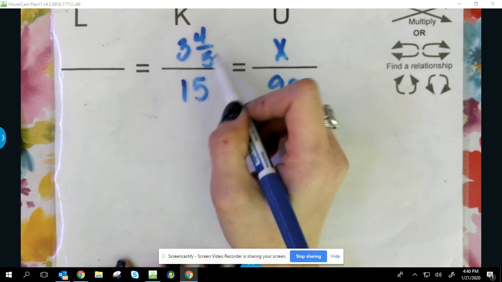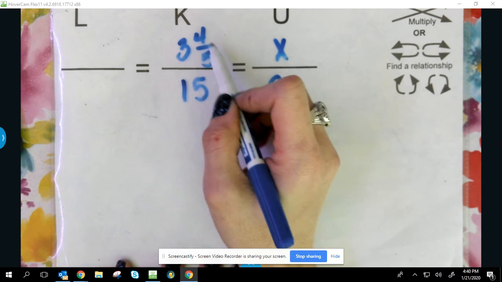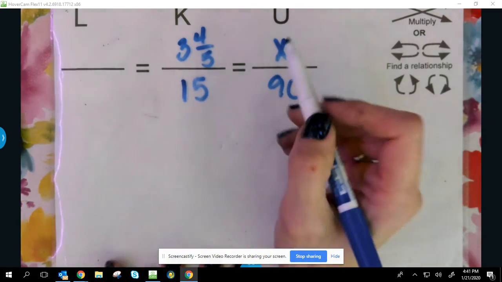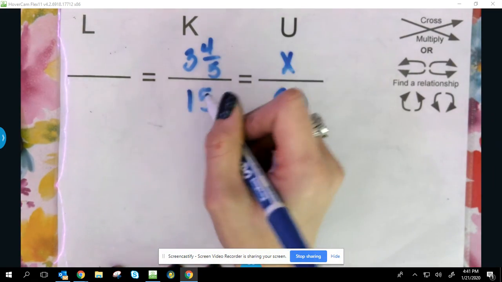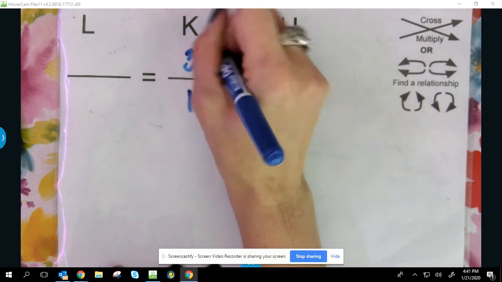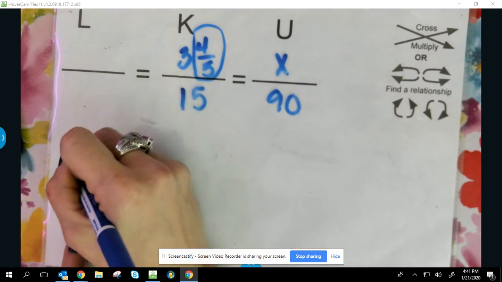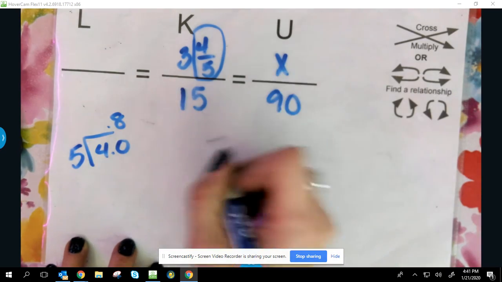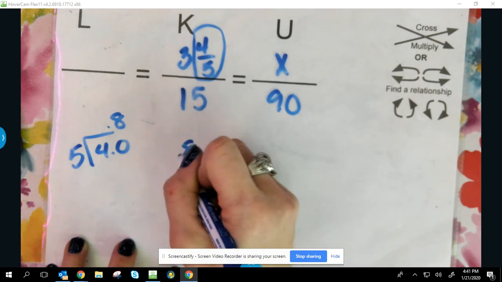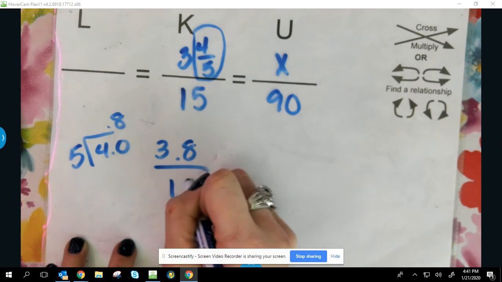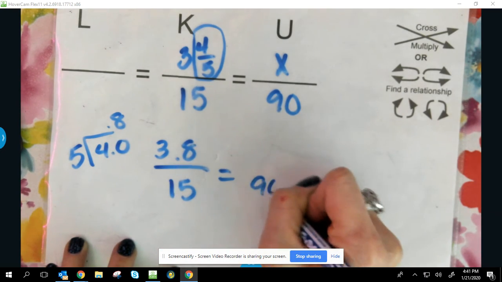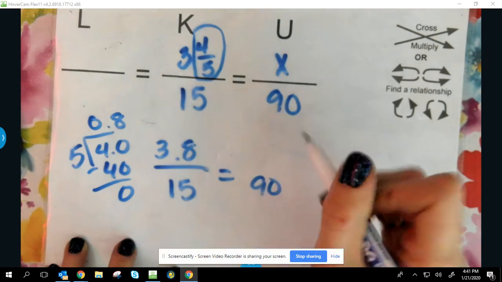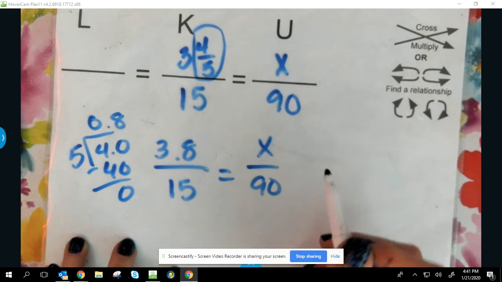So never start with it as a fraction. That doesn't help us at all. We need to convert this mixed number into a decimal, which is super simple. So we have a whole number of 3, but we need this 4/5 to convert. And if you remember how to do that, it's dividing the denominator into the numerator, so it would be 0.8. So we can rewrite it as 3.8 over 15 equals 90 over x, and this is just like the last problem we solved.